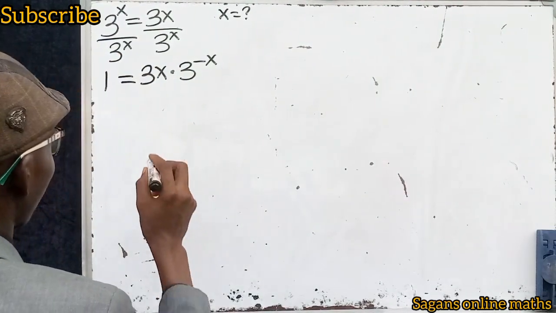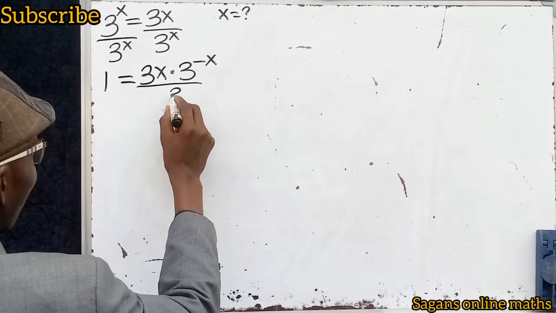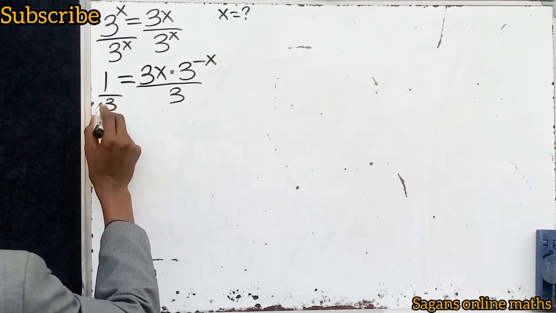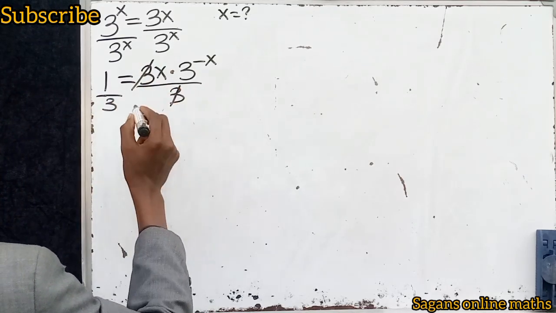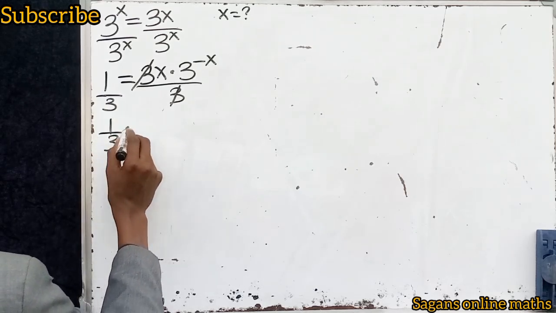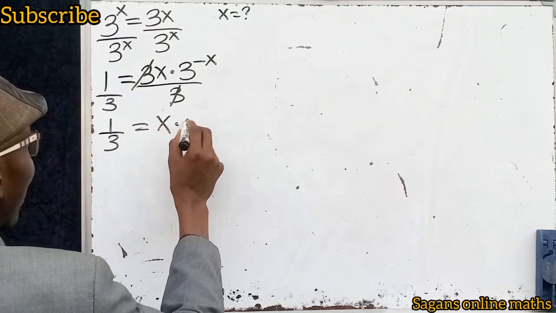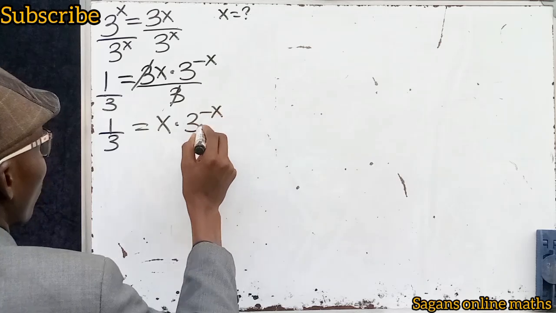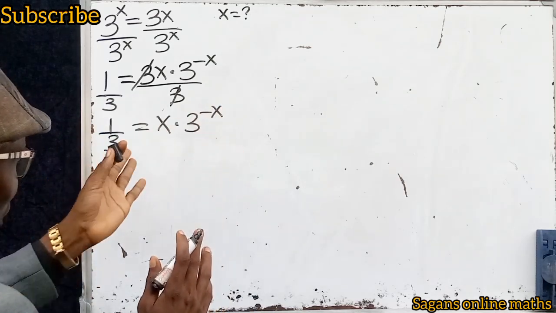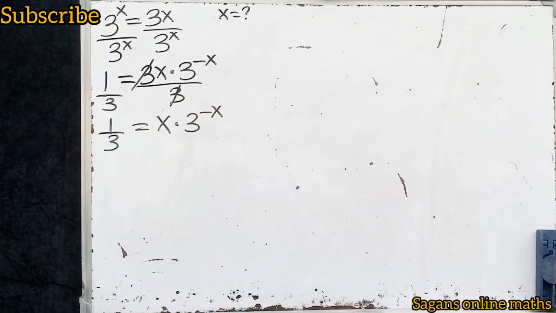Now, here we divide both sides by 3. Let's remove 3 from here. We divide here by 3, and also divide here by 3. Now we can say that 1 over 3 is equal to x multiplied by 3 to the power of minus x. This is fantastic. Amazing. I love this. Perfect. Now, what are we going to do?